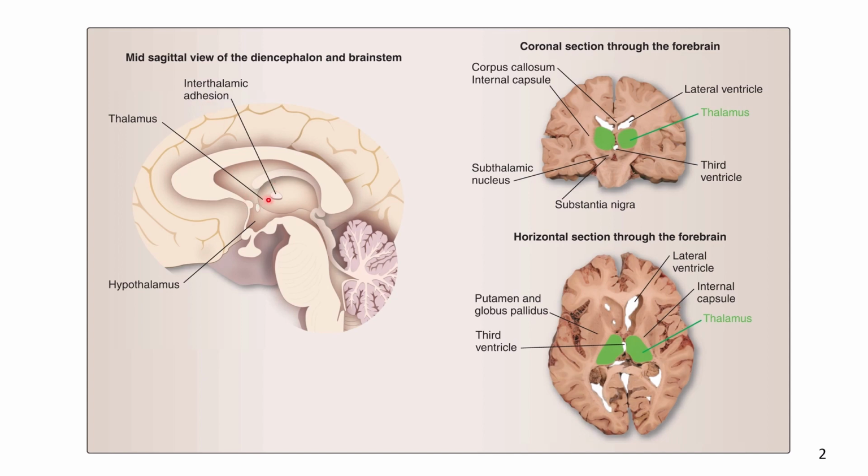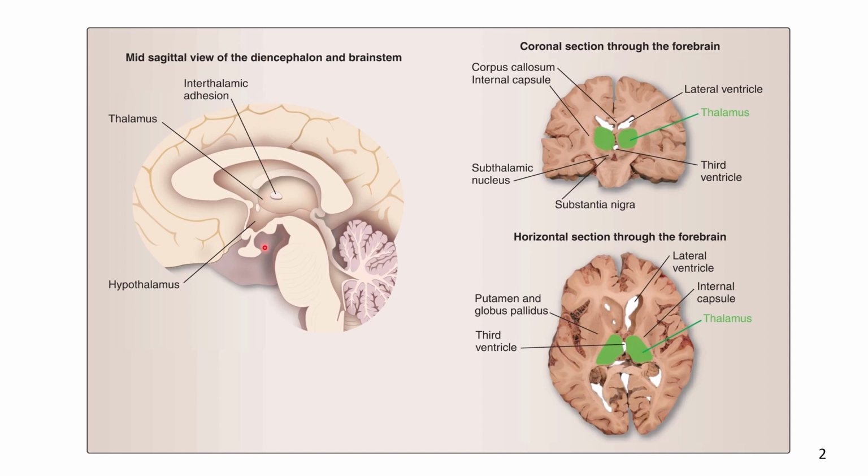So in the middle, this area is actually where the third ventricle is located. And above that, you can see the corpus callosum, there's the fornix and other stuff there. And below that, you can see the hypothalamus, and the brainstem is here.